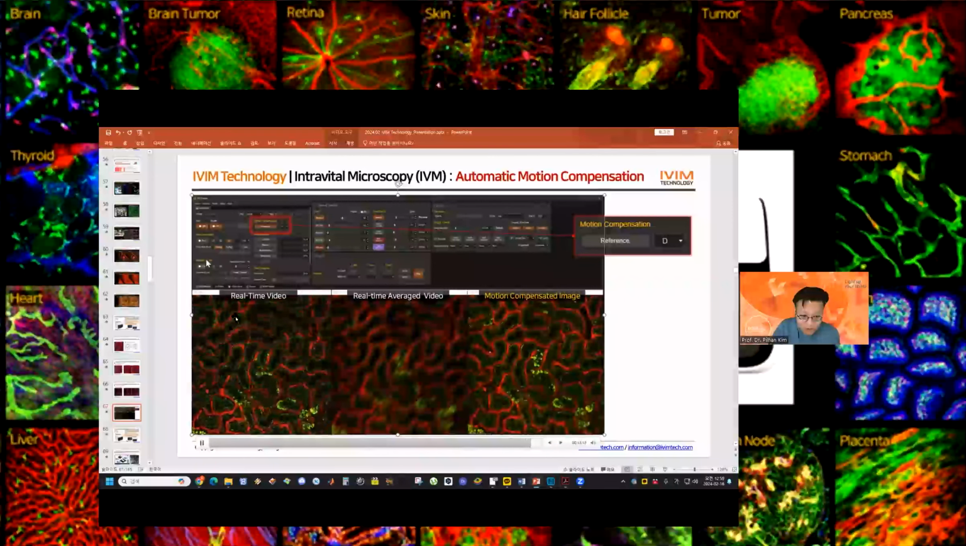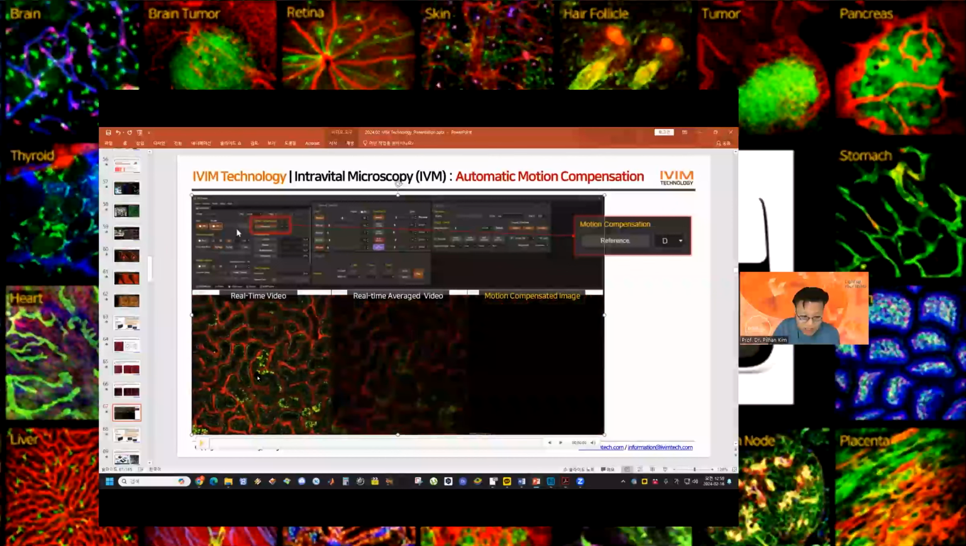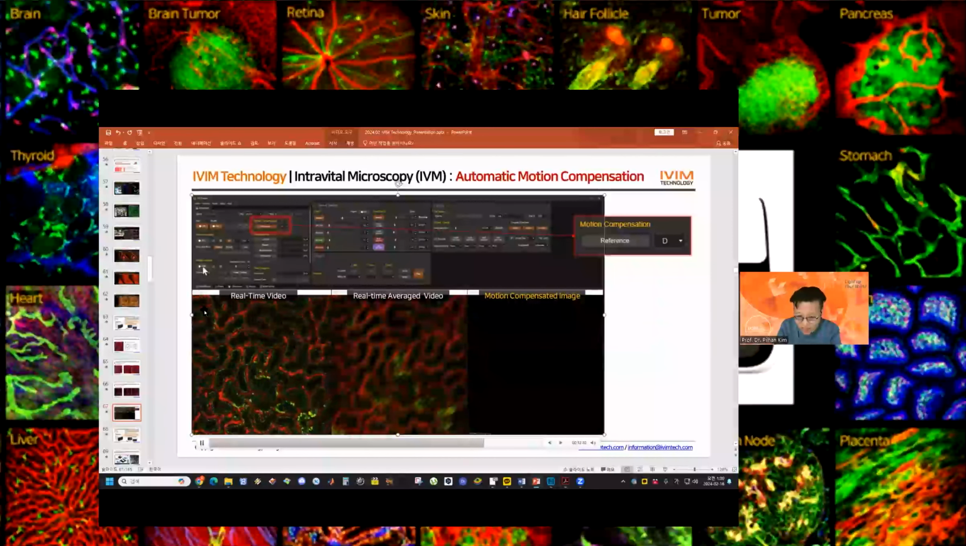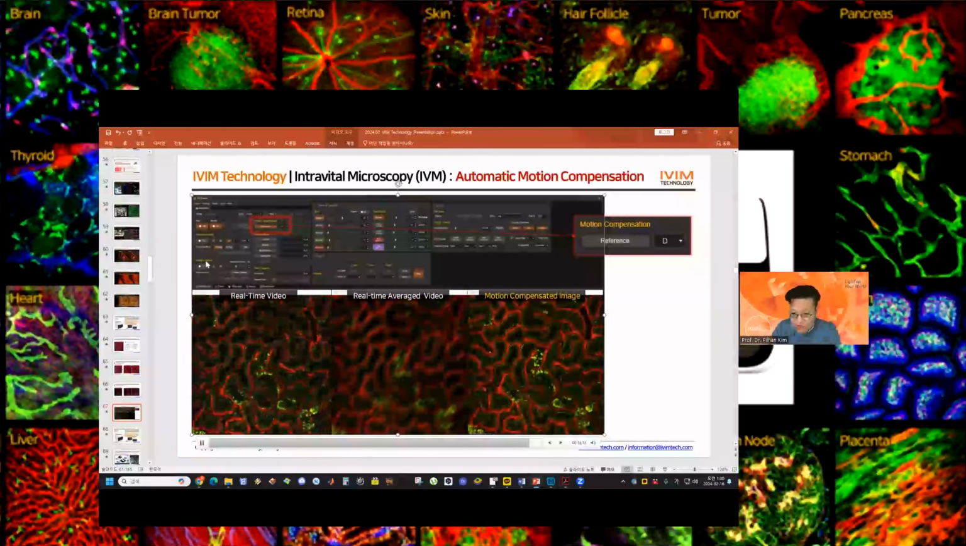This is moving tissue, and this is our real time video. And then what we do is we just activate our motion compensation function and press the capture button. By using GPU processing, we can do the image registration in 3 or 4 seconds like this. And then you can generate this high SNR, motion registered, motion compensated image.